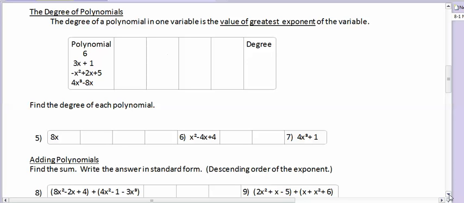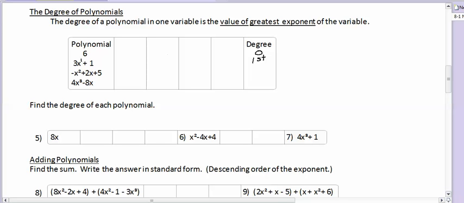Okay, so that doesn't make a lot of sense. Let's see if it does make sense if we give some examples. Look at the number 6. Does it have any variable? It doesn't. So the number 6 has a degree of 0. If I look at 3x plus 1, the exponent with that x is a 1. That one is a first degree. It has a degree of 1.